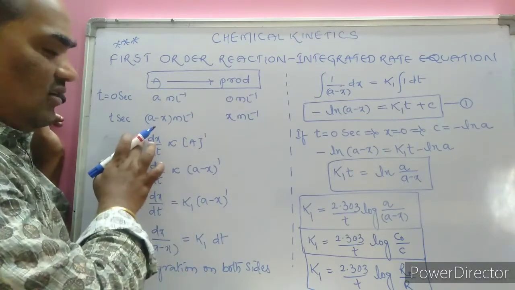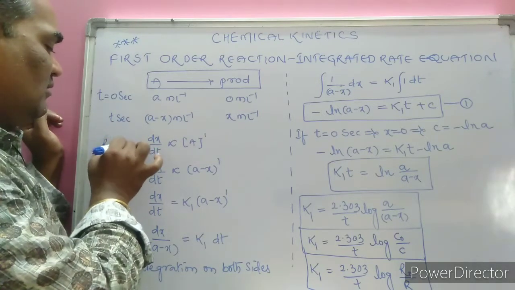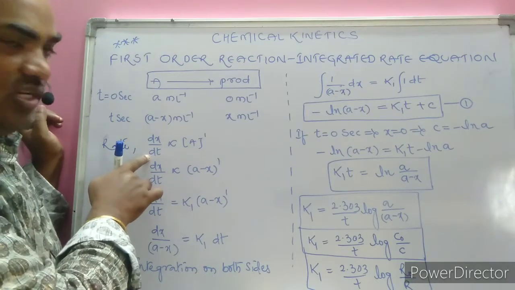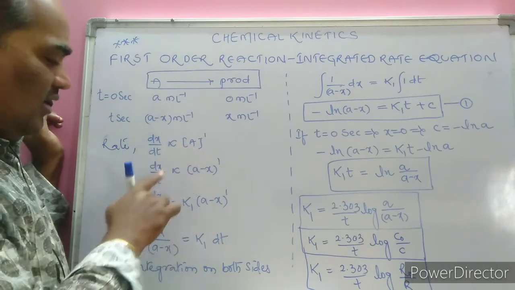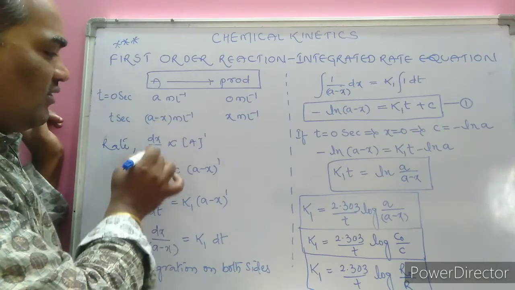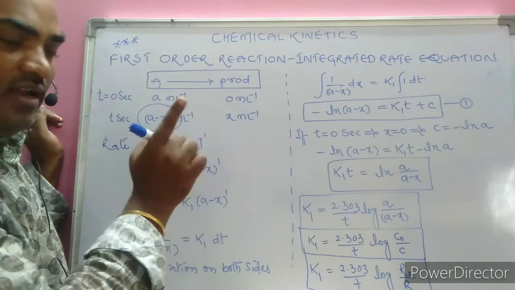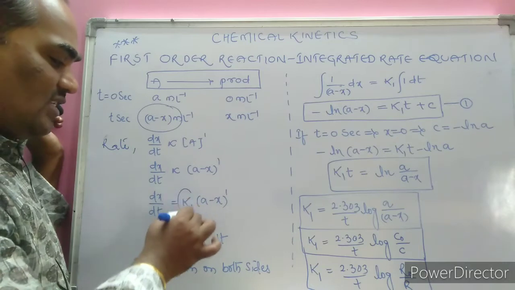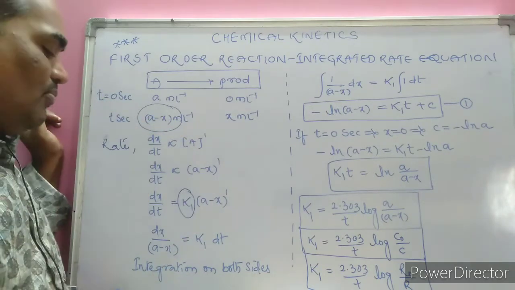According to the definition of the rate, it can be represented as dx by dt, the change in concentration by the change in time. That is, dx by dt is directly proportional to the concentration of A after t interval of time, which is a minus x. Here it is first order kinetics, hence the power is 1. By removing the proportionality, we get K1. K1 is called the first order specific rate constant, a very important one.